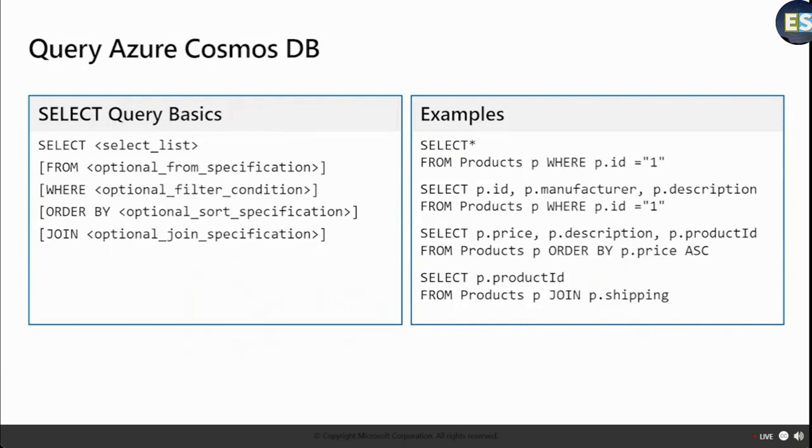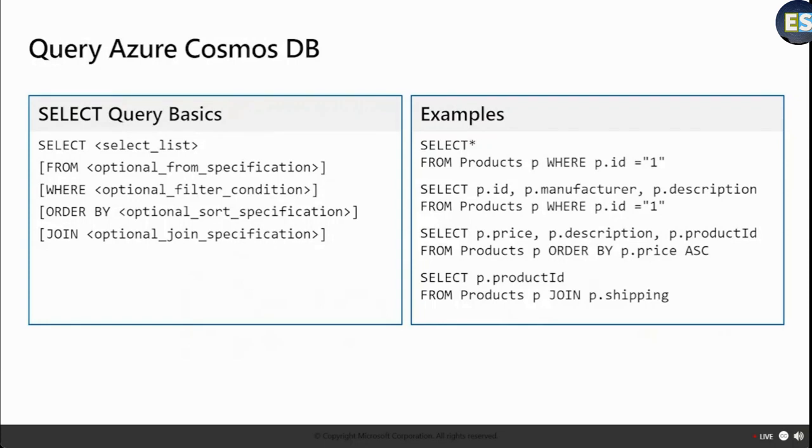So in a relational database query, that from clause would typically contain the table name. Now, using the SQL API for Cosmos DB, all the queries are limited to the scope of a container. So the identifier after the from clause would represent the name of the container.